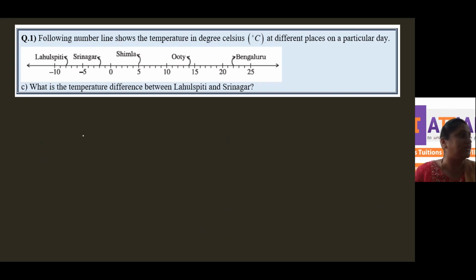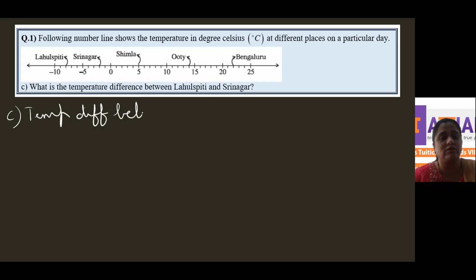Now, what is the temperature difference between Lahul Spiti and Srinagar? So you must just say required difference, or you can write difference once again. So temperature difference between Lahul Spiti and Srinagar is equal to, what should I write?